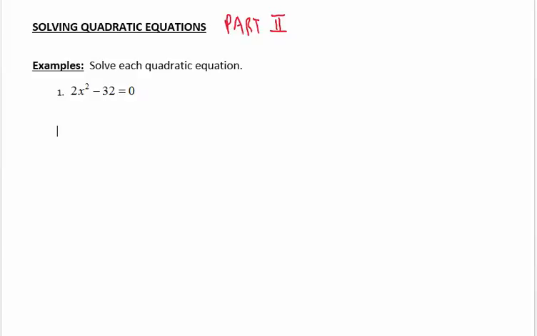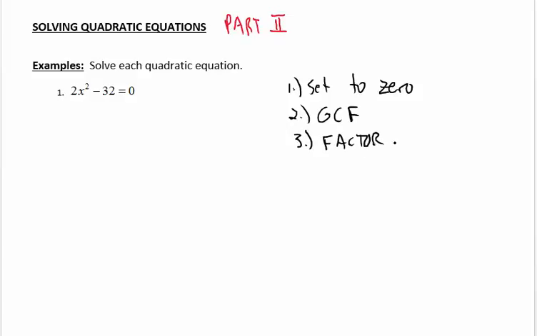So first step, remember, we want to set to 0. Step 1, set to 0, which I already have, so that's taken care of. And then next I look for the GCF. I always want to do that first. Step 2 is just to factor, but I want to make sure you're getting the GCF first, and then do all your other factoring methods. And then the final step is to set each factor to 0 and solve.